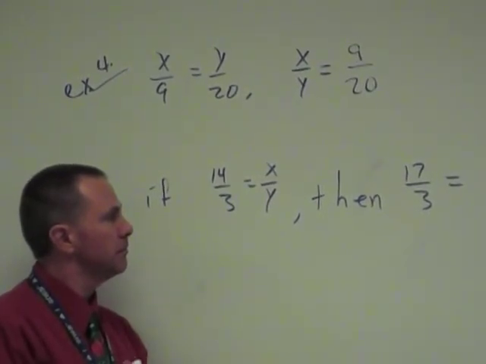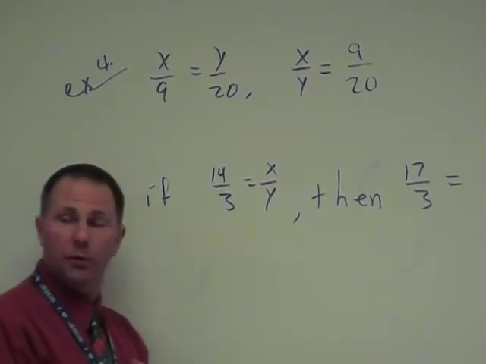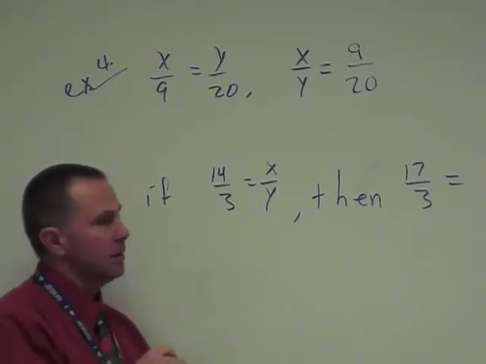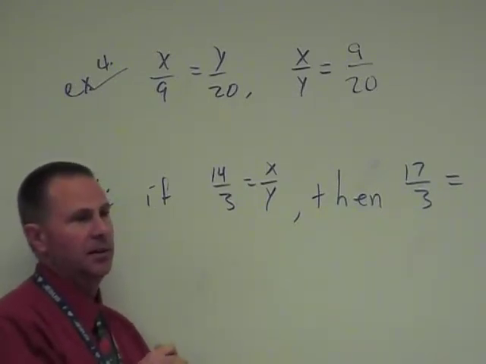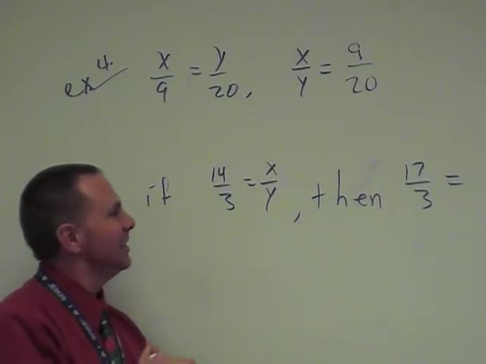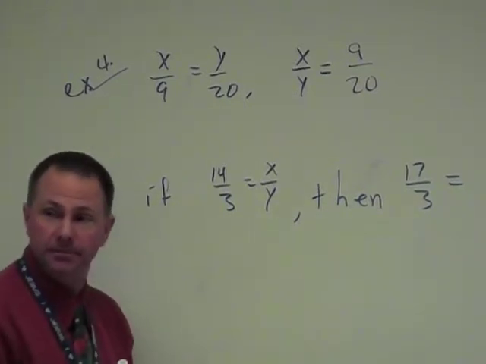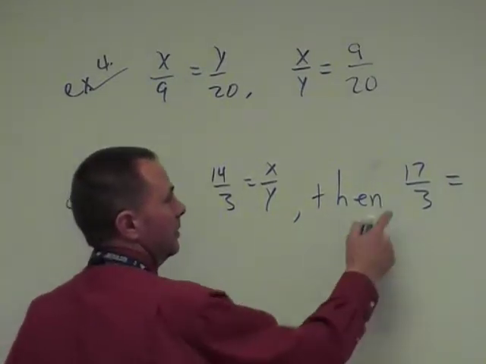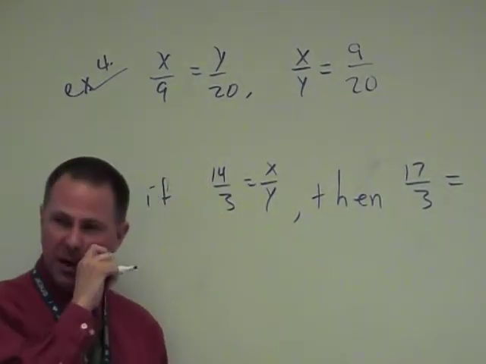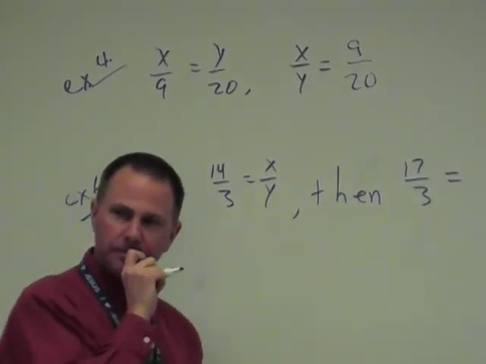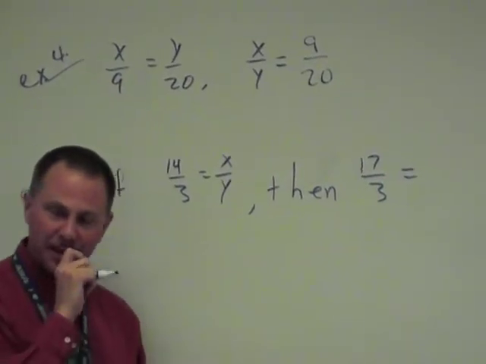14 over, no, x over 14. X over 14. Yeah, on the other side. All right. So what happened to the y? Tell me what to write. 17 over 3 equals what? What would you write? What do you think that is? 17 over 3 equals x over 14. X over 14.